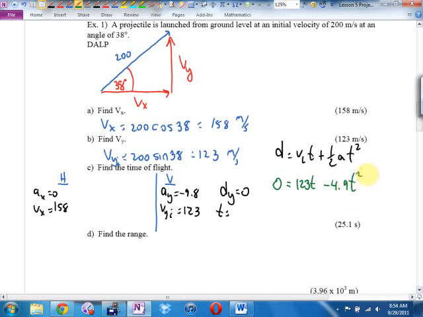Mr. Dueck? Yes, Connor. Where did the negative 4.9 come from? Half of 9.8. That one I've done so often, I've just clued it. And I also know 2 times 9.8 is 19.6, because that shows up in the Vf squared equals Vi squared plus 2ad equation.